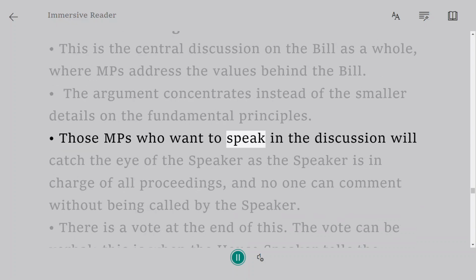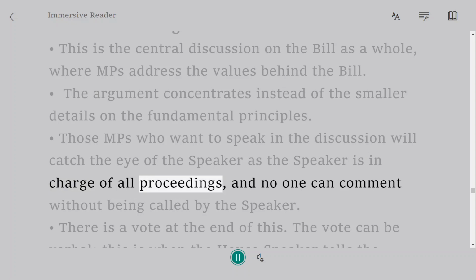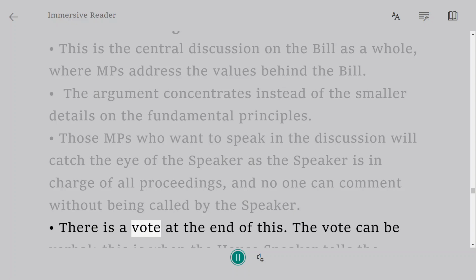Those MPs who want to speak in the discussion will catch the eye of the Speaker, as the Speaker is in charge of all proceedings, and no one can comment without being called by the Speaker. There is a vote at the end of this. The vote can be verbal.